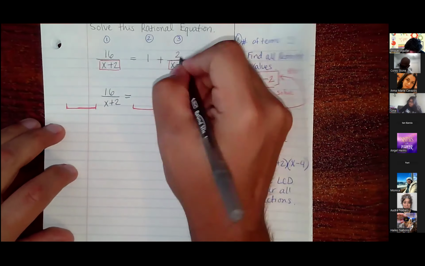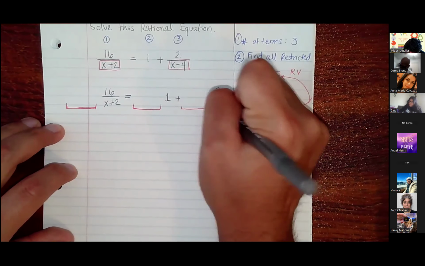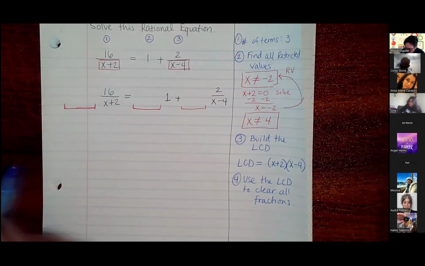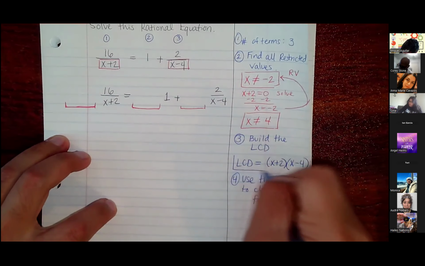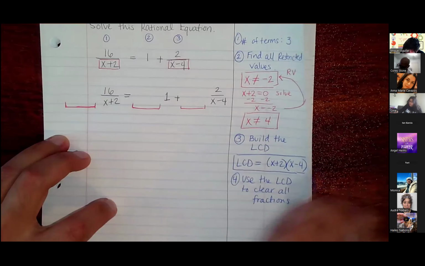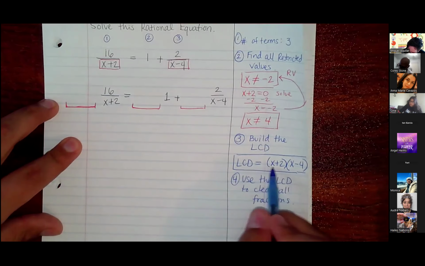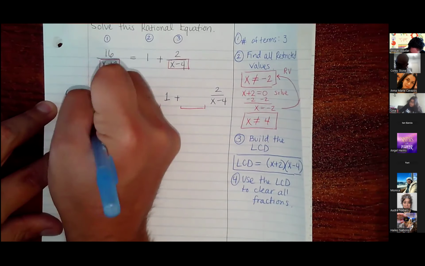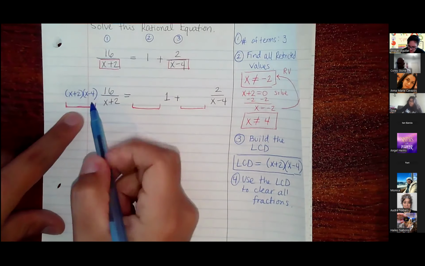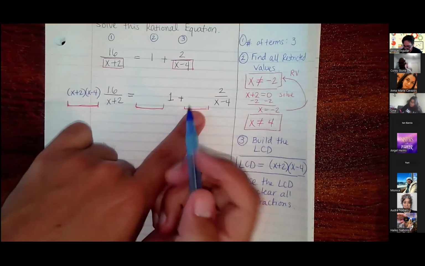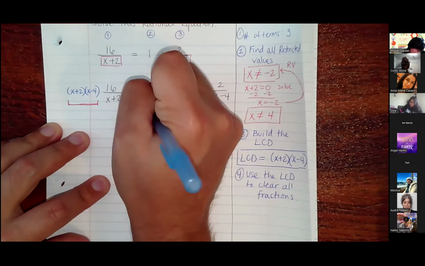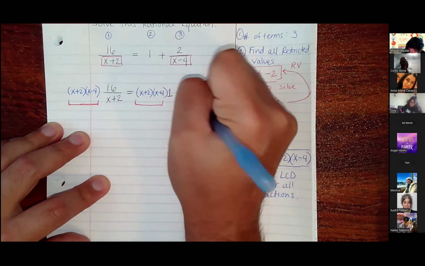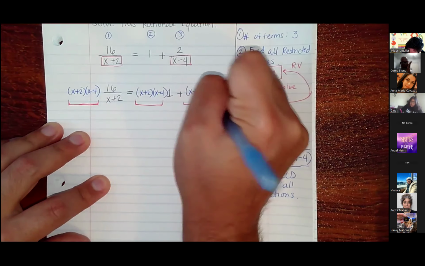And then I'm going to put my last term, which is 2 over x minus 4. And what am I putting in the bucket? I'm putting the LCD in the bucket, okay? But the LCD is both of these factors. So I'm going to put x plus 2 times x minus 4 in this bucket. And every single bucket needs to contain that same stuff. So x plus 2 times x minus 4. And then x plus 2 times x minus 4.